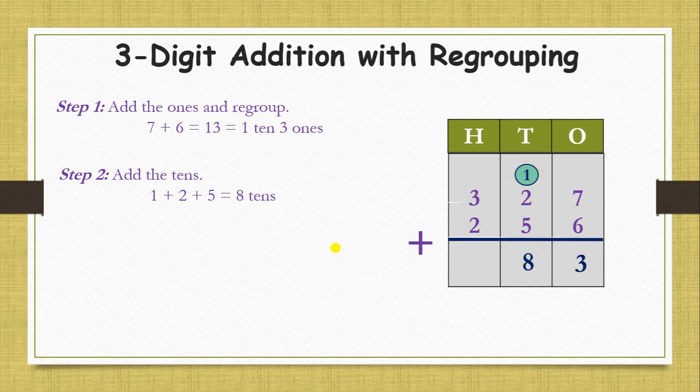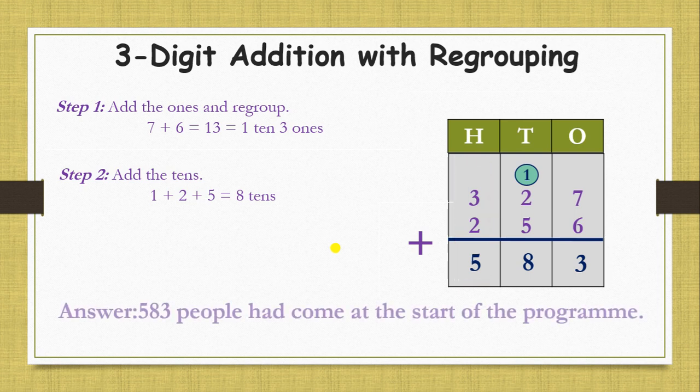Let's go to the next place. 3 plus 2 equals 5. So the answer is 583. So here we can say 583 people had come at the start of the program.